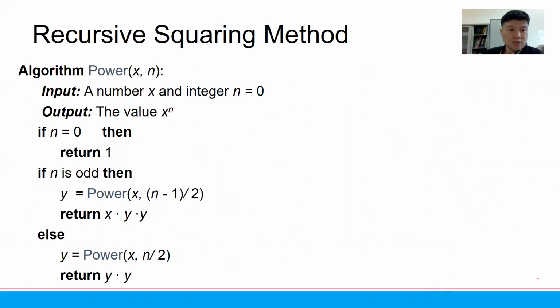So this is the function. If you want to do this one, this is the recursive squaring method. If n equals 0, then it returns 1. If n is odd, then you need to use the power x, and then you need to multiply the exponent n minus 1 divided by 2. But if it is an even number, then you just have x, and the exponent is n divided by 2.